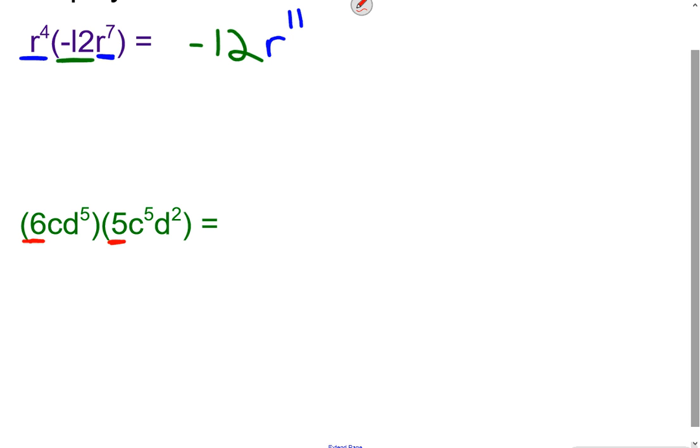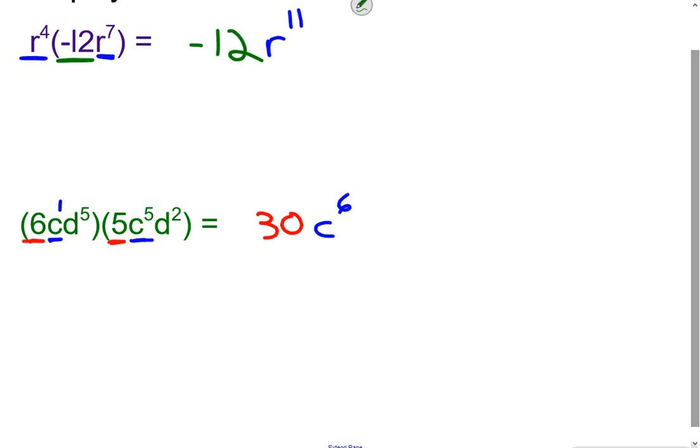6 times 5 is 30. Next, I'll go to the c's. I like to go in alphabetical order. So here I have c to the 2nd, and remember, when there's no exponent there, it's understood to be 1, times c to the fifth. Well, 1 plus 5 is 6, so we end up with c to the sixth power.